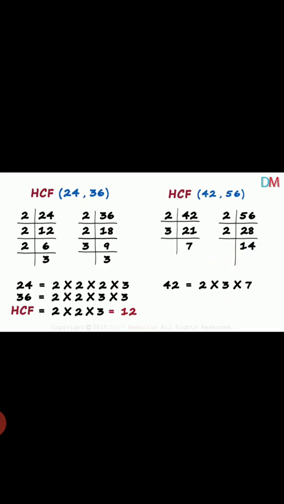Now again 2 से डिवाइड करेंगे, 2 1s are 2, 2 4s are 8, 14. 14 फिर 2 के टेबल में आता है, 2 7s are 14 and 7 is a prime number, so we stop here. So we get 56 is equal to 2 into 2 into 2 into 7.